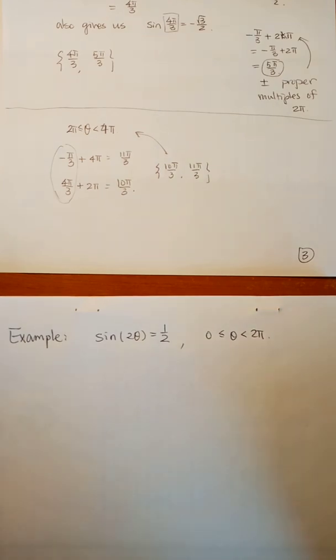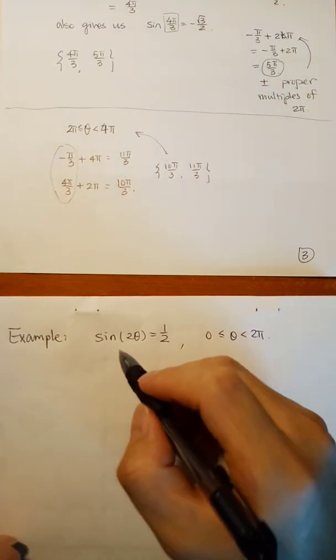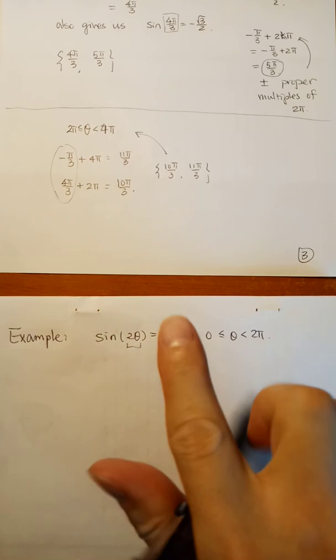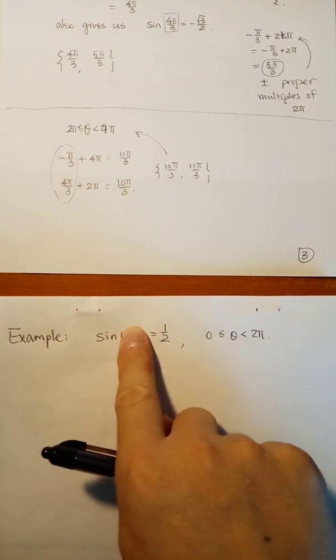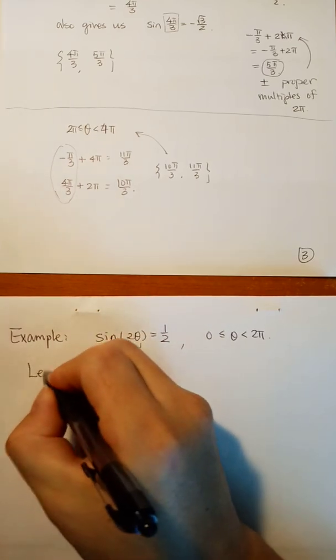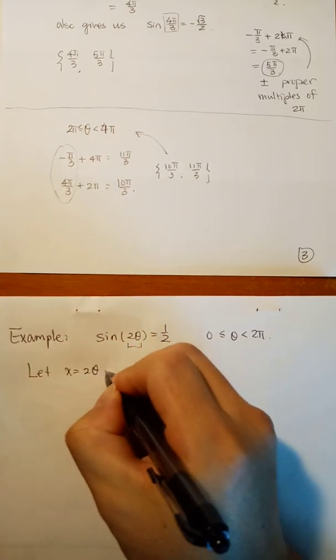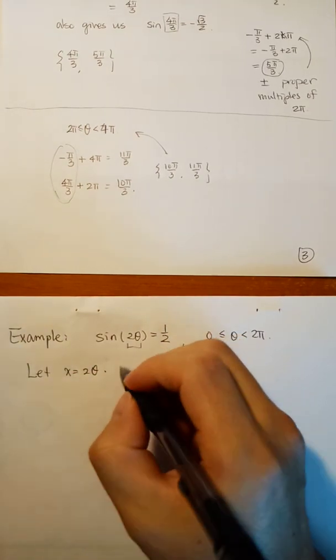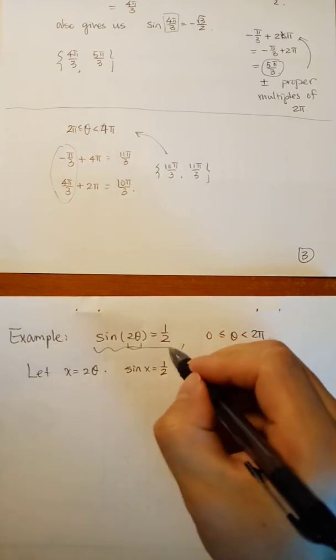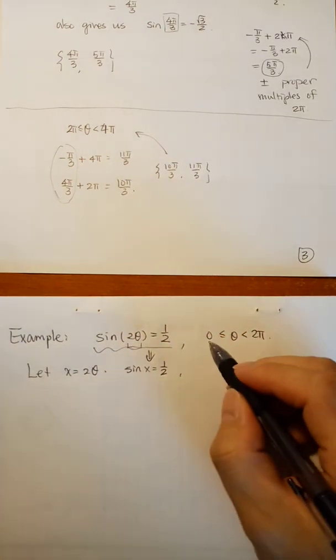Okay, so now let's say sine 2 theta equals 1/2. Theta is between 0 and 2 pi. So the tricky thing is this 2 theta. Let's try to study it. We are talking about sine of 2 theta, so we consider 2 theta as one angle. 2 theta itself is one angle, so we just let x be 2 theta. If x is 2 theta, then sine x is 1/2. Okay, and theta is between 0 and 2 pi.